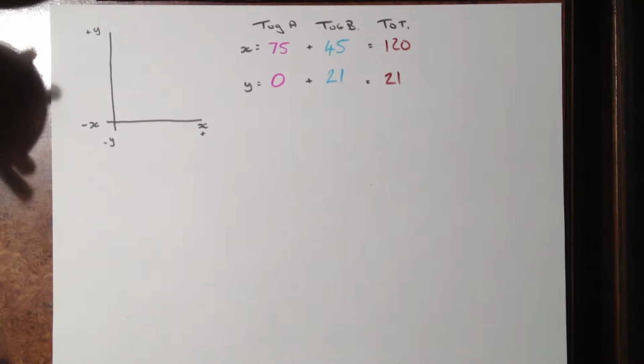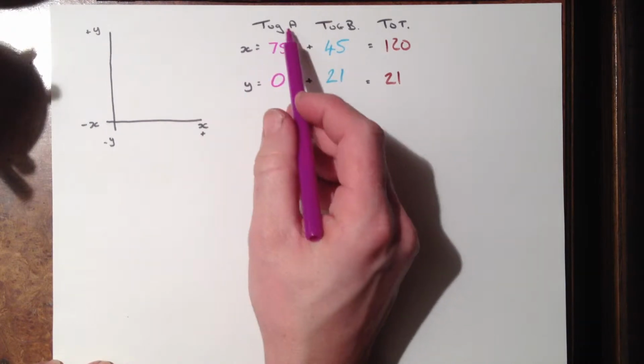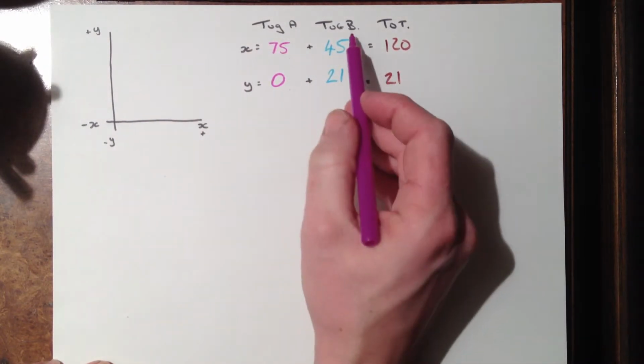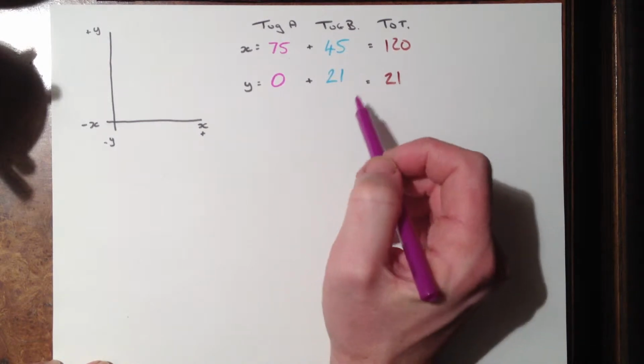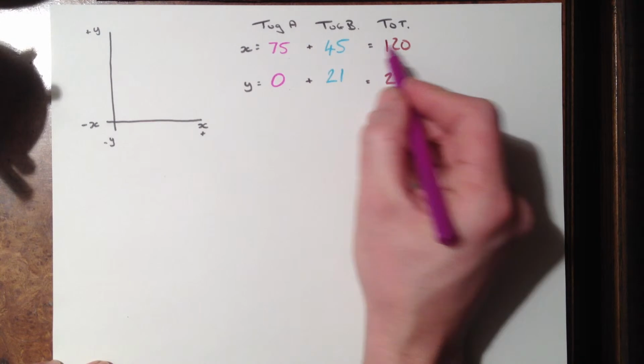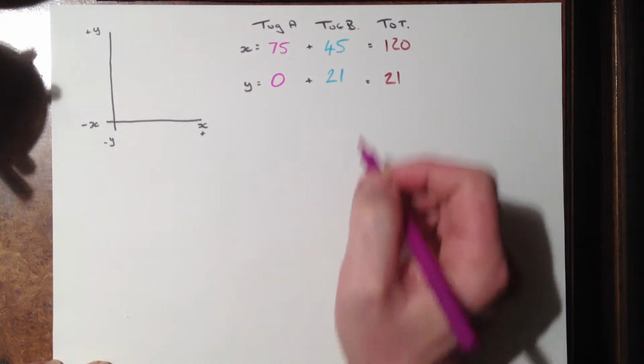Right, so we've worked out our x and y components, and now what we're going to do is find our resultants, the final solution that we're looking at. As you can see, I've prepared the graph again here, and I've jotted down all the figures that we've worked out. So tug A, we worked out his x component was 75 and his y component was 0. Tug B, we worked out an x of 45 and a y of 21, and the totals that we get when we add the x's together and the y's together are 120 and 21.